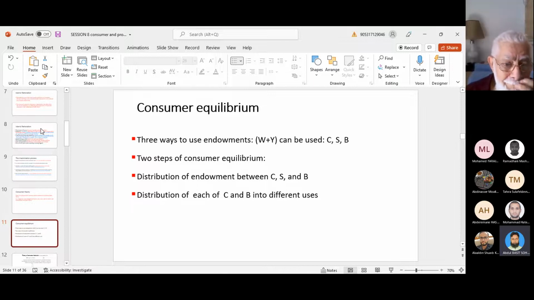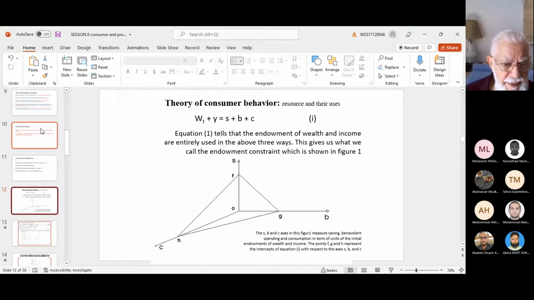The consumer equilibrium: three ways to use endowments. C for consumption, S for savings, and B for benevolence. There are two steps for consumer equilibrium. First, the distribution of endowment between C, S, and B. Second, the distribution of each of C and B into different uses. We can understand this with the equation. It tells us that the endowment of wealth and income is entirely used in the above three ways. This gives us what we call the endowment constraints, which is shown in figure 1.